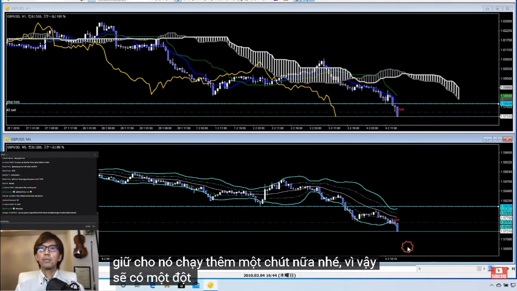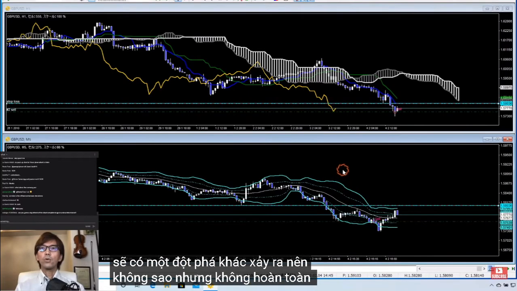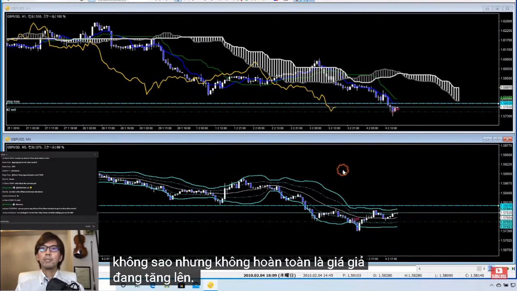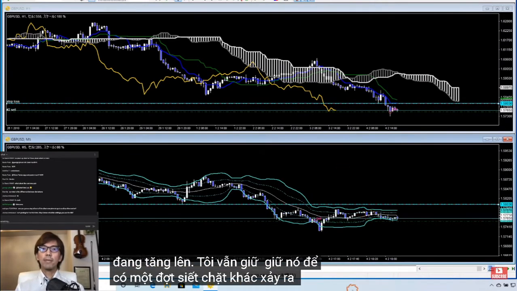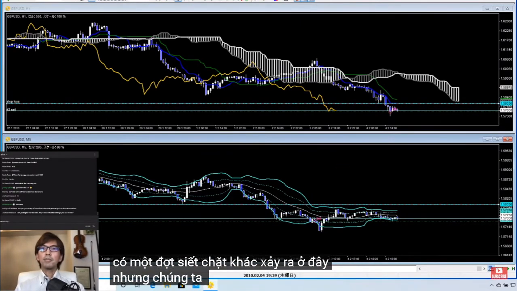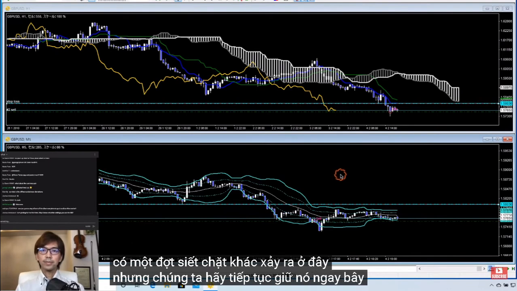Okay, so there's another breakout happening. But not quite. It was a fake. Price going up. Still keep holding it. So there's another squeeze happening here, but let's just keep holding it for now.